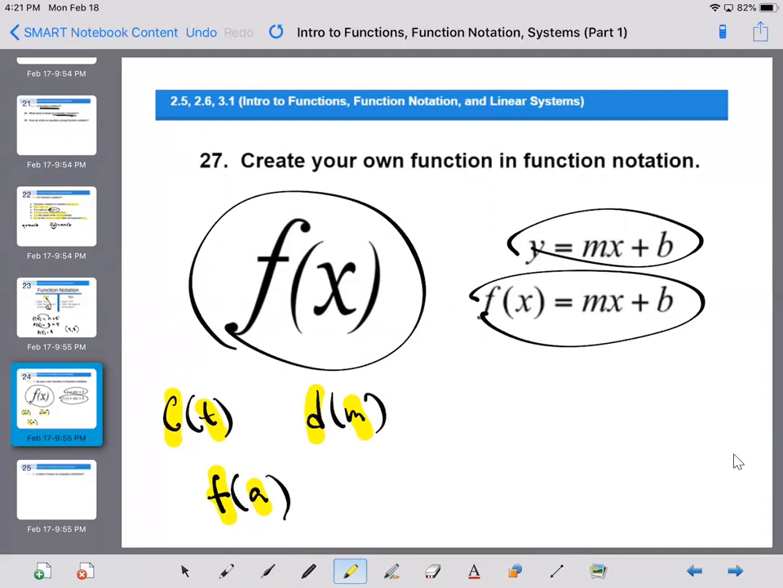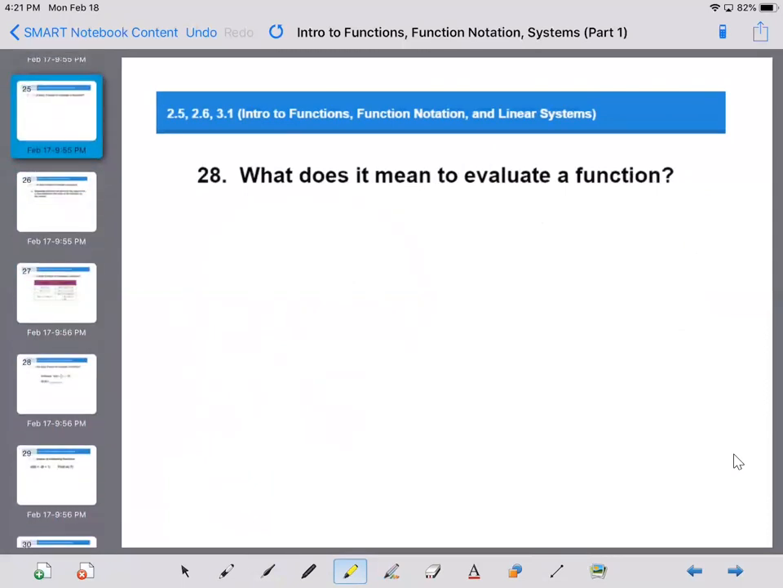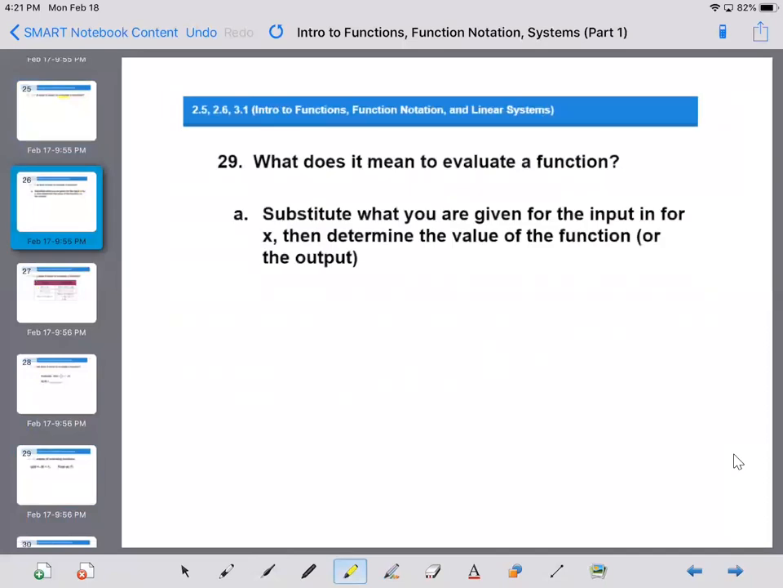It totally just depends on the context of the situation. When we talk about evaluating a function, we want to think about what that evaluate piece means. It really just means that we're going to substitute an input for x, and we're going to determine the value of that. And how are we going to do that? By your order of operations.